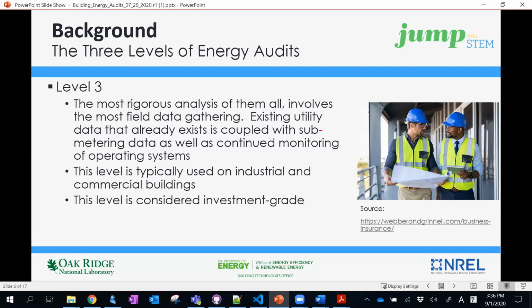And detailed project cost and savings calculations, including return on investment with a high level of confidence, are provided. This level is typically used on industrial and commercial buildings and is considered investment grade.